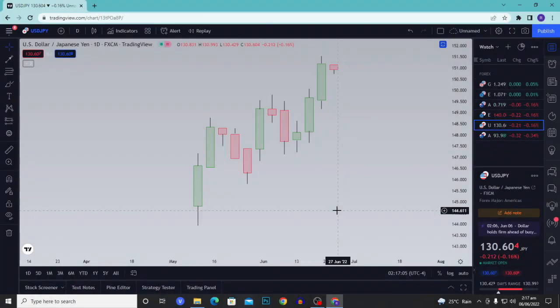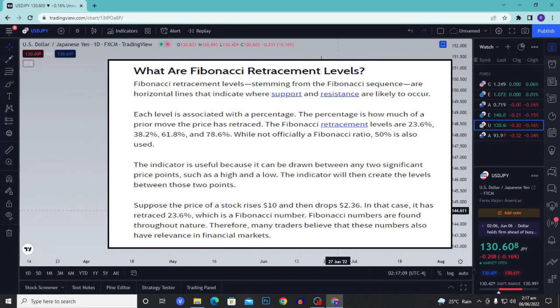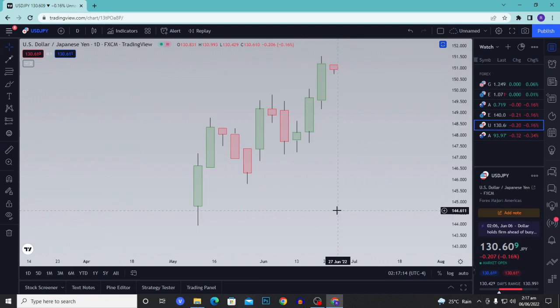In today's video, I'm going to be explaining to you how to set up and how to use the Fibonacci tool. I will be doing this by giving you 3 different examples. One on here, a drawing, and some live chart examples.